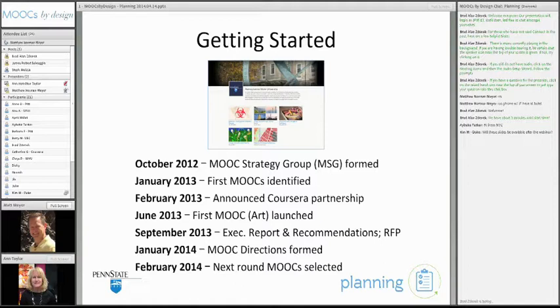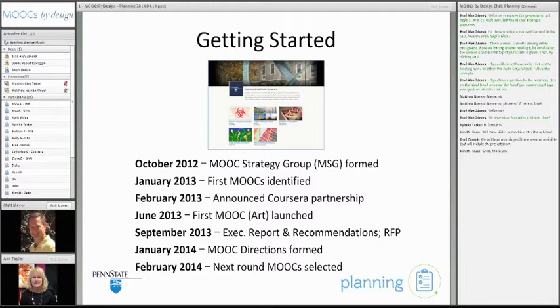In 2014, in the beginning of the year, we formed a subgroup called the MOOC Directions to start looking at things like, what do we want to do next? Not just what MOOCs, but are there other platforms we want to explore, other partners, other types of massive online courses, and so forth.